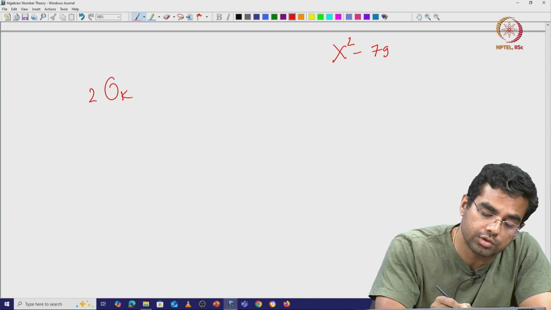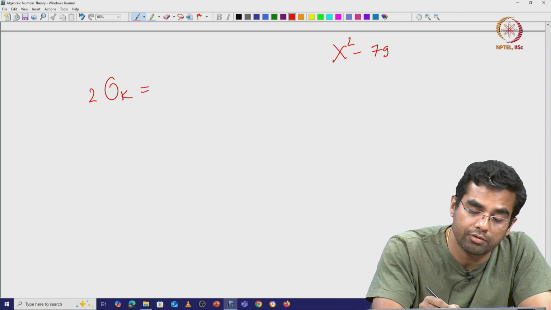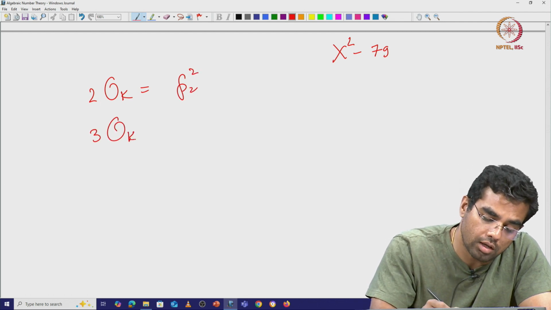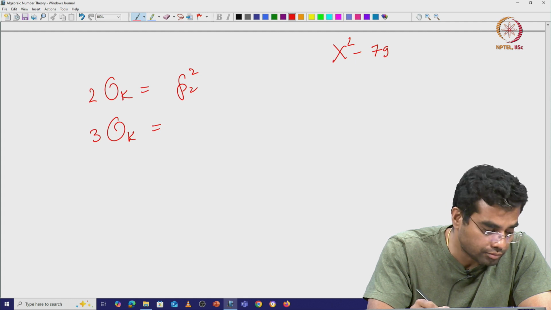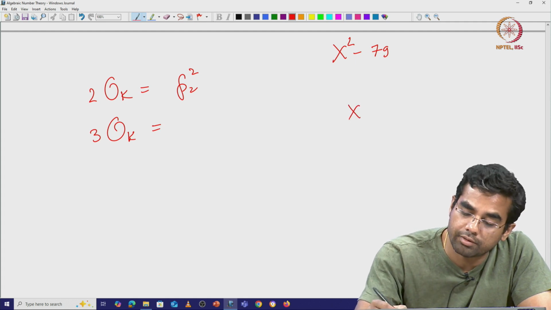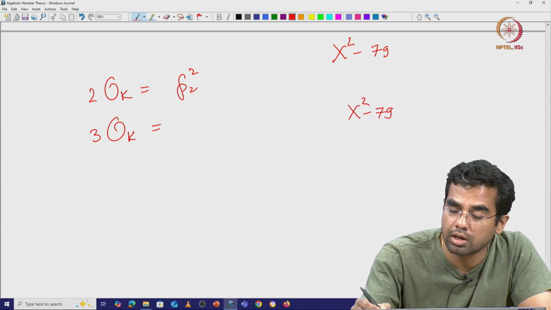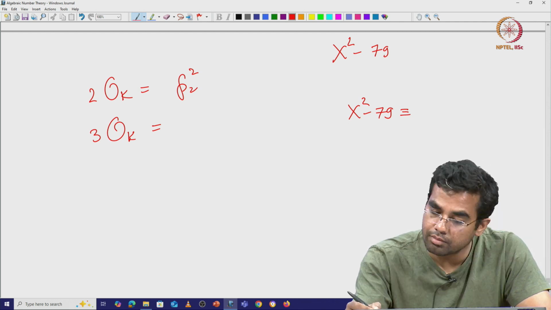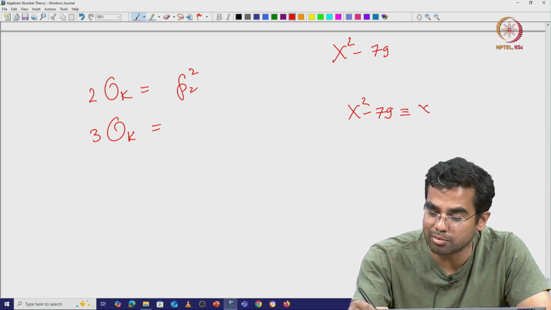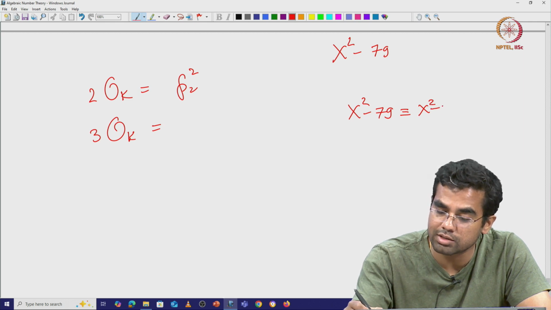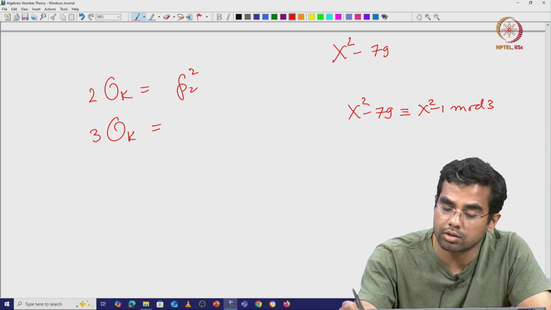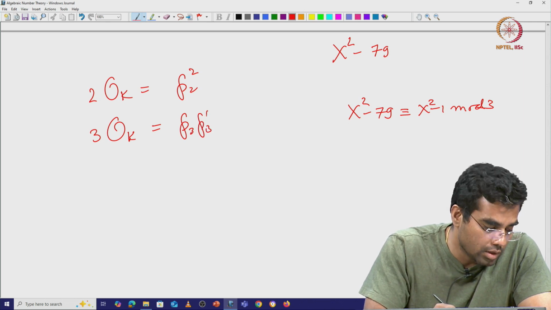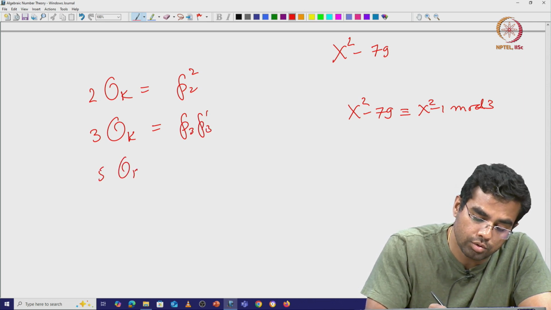So what is 2 times O_K? Of course, 2 ramifies, so this is P2 square. 3 times O_K: 3 does not ramify. x square minus 79 is congruent to x square minus 1 mod 3, since 78 is divisible by 3. So this is P3 into P3 prime.